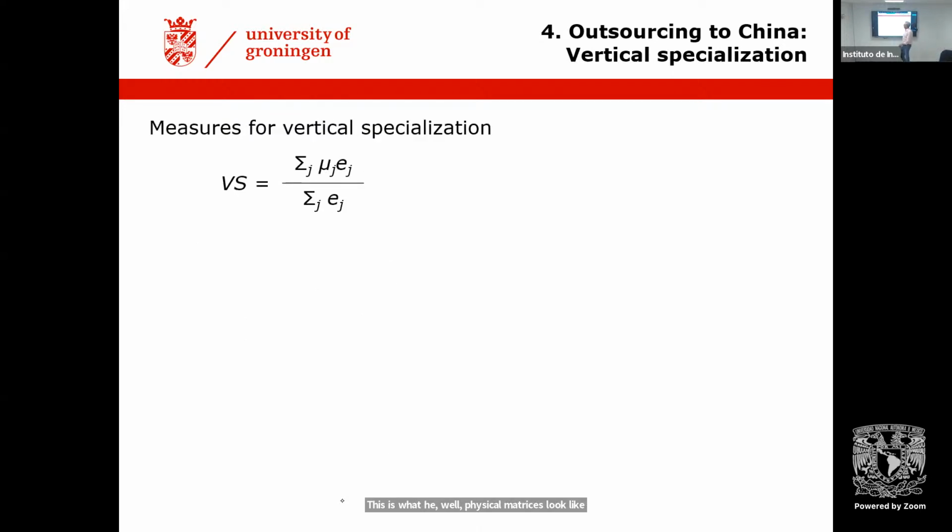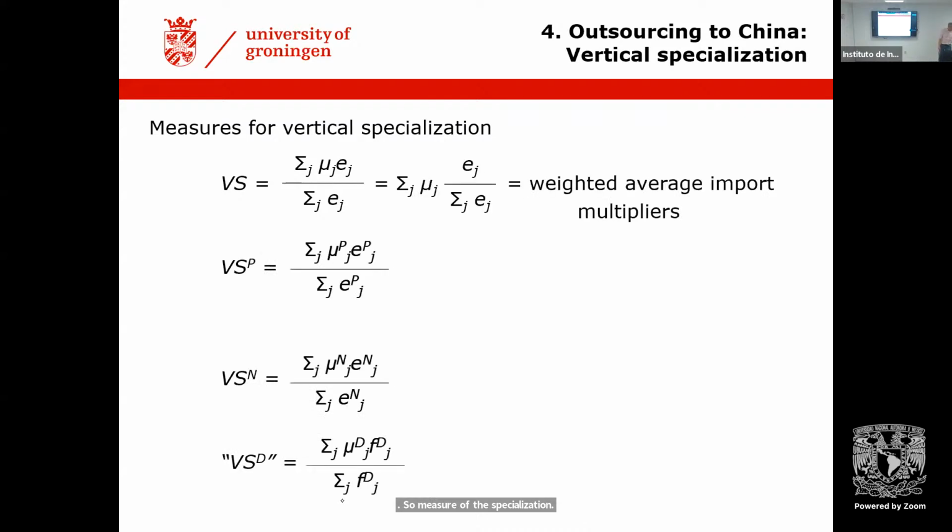This is what we saw, the measure of vertical specialization. I can write this as the weighted average of the import multipliers. These are the import multipliers, and these are the weights. The weight is the exports by industry J as a share of the total exports. So I can do exactly the same, with weights, for processing exports and for non-processing exports. Here there are no exports, but still I can calculate this measure.